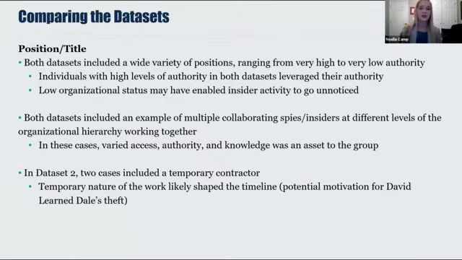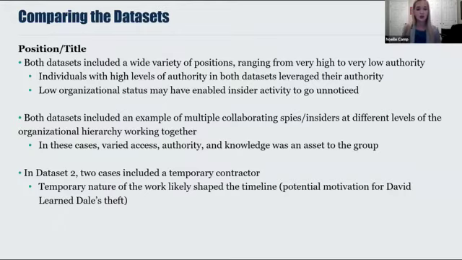Both data sets included examples of multiple collaborating spies or collaborating insiders from different levels of the organizational hierarchy working together towards a common goal. In these cases, the varied access, authority, and knowledge of the group ended up being an asset. So in one case of multiple collaborating insiders at a Russian facility, they were able to take individuals from different parts of the facility and take advantage of their different access to materials, financial information, etc., in order to facilitate the act.